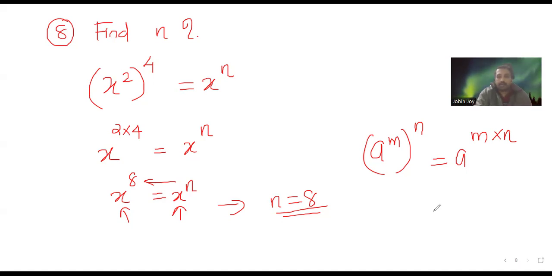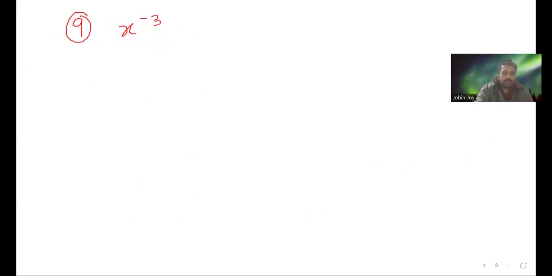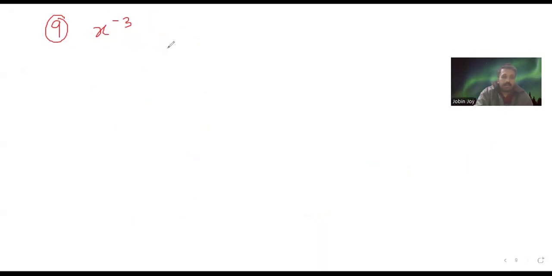Next question. Question number 9. What is (x raised to minus 3 into y raised to 3), the whole raised to minus 7? Sorry, I will remove this bracket. Yeah, (x raised to minus 3 into y raised to 3) the whole raised to minus 7.